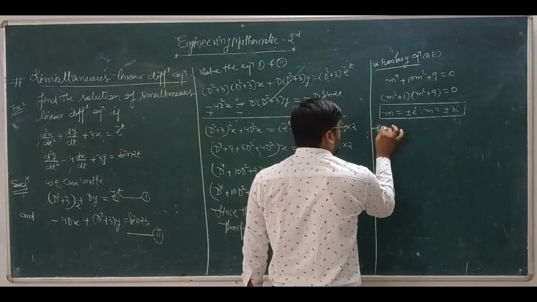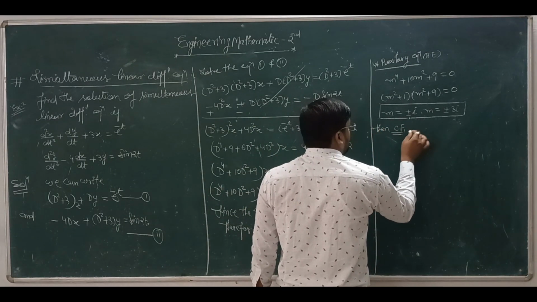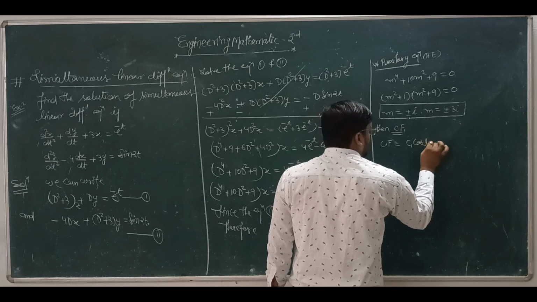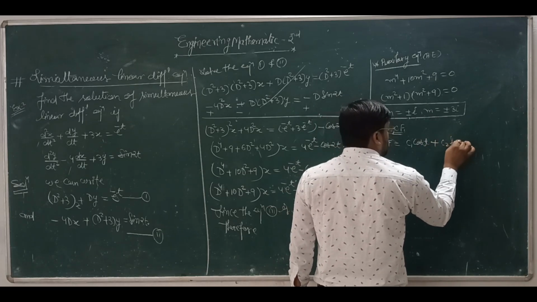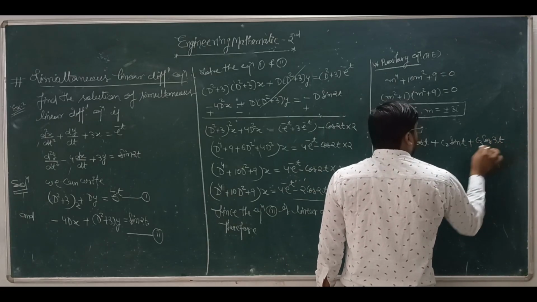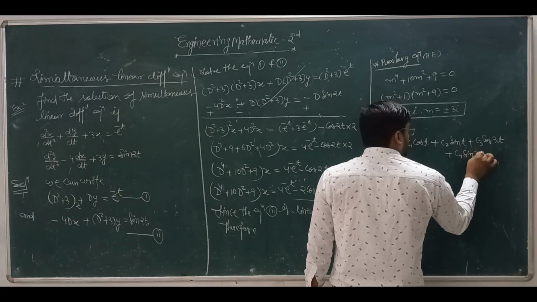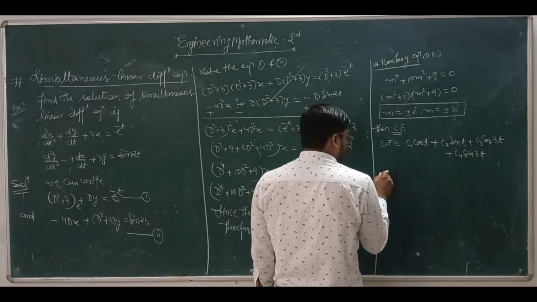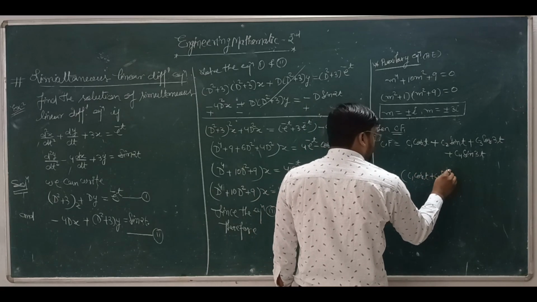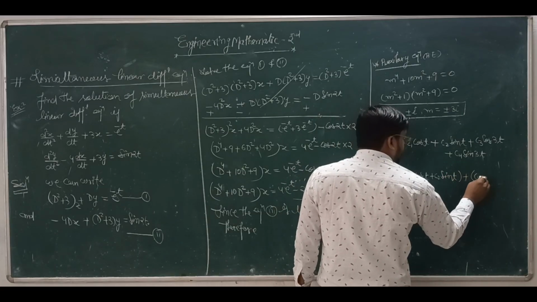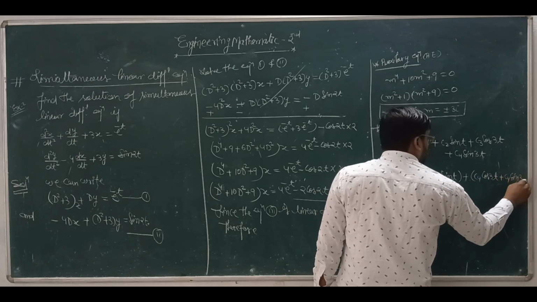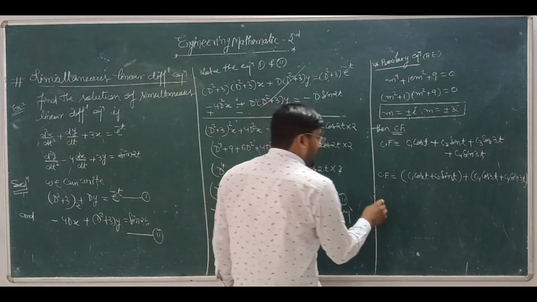Then the CF is equal to C1 cos t + C2 sin t + C3 cos 3t + C4 sin 3t. This is your CF. Now again find the value of PI.